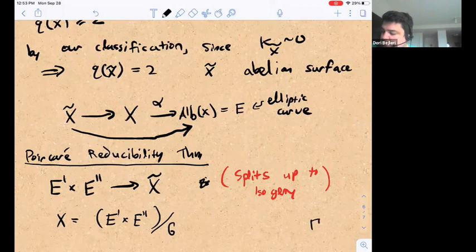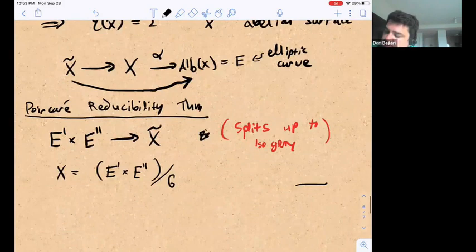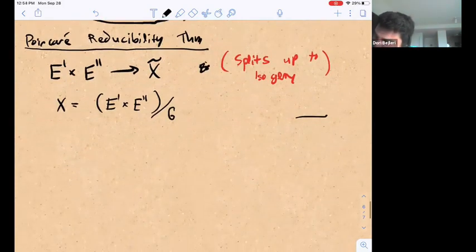Okay. Any questions? Oh, I guess it's not the end of the proof. That was just the end of the Kodaira dimension 0 case. Okay, so now we've classified all surfaces of negative Kodaira dimension and all surfaces of Kodaira dimension 0, or all minimal surfaces. So next, we have Kodaira dimension 1.